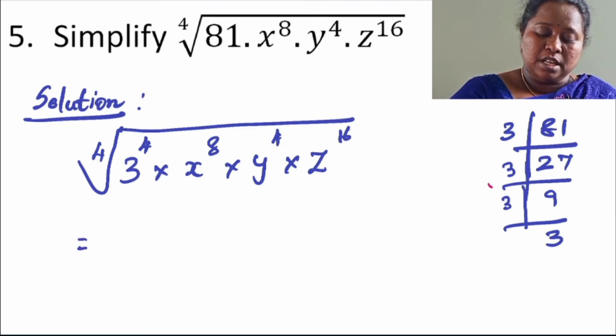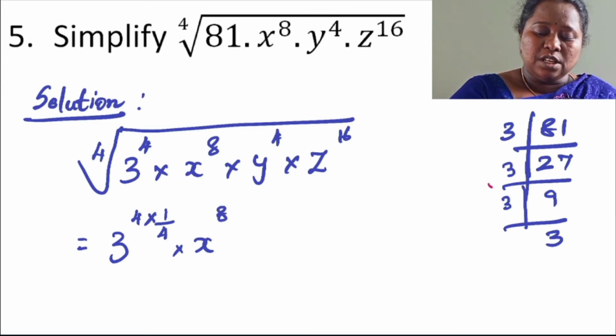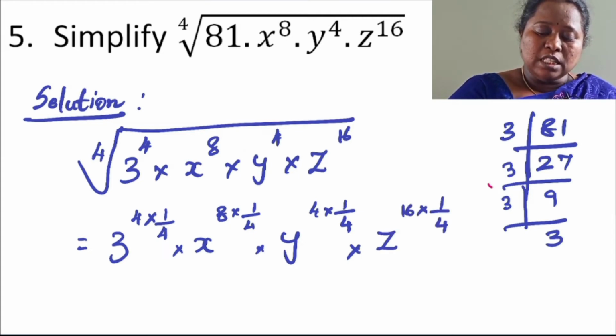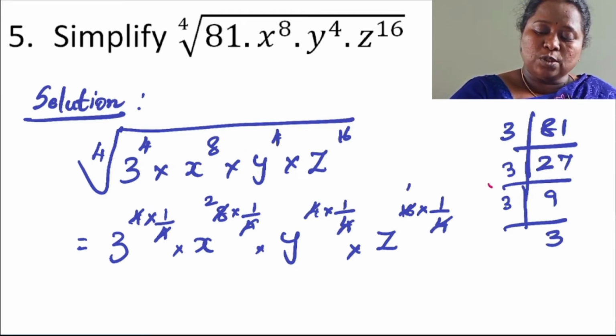This can be expressed as 3 power 4 into, this 4th root can be multiplied with each and every term. So 1 by 4 into x power 8, into 1 by 4 into y power 4, into 1 by 4 into z power 16, into 1 by 4. This 4 and 4 will get cancelled. 8 fours are 8 by 4, 2. Here 1 four is 4 will get cancelled. Here 4 fours are 16.